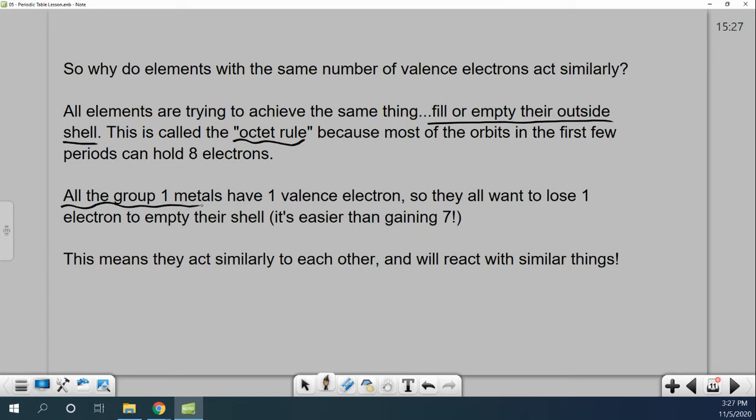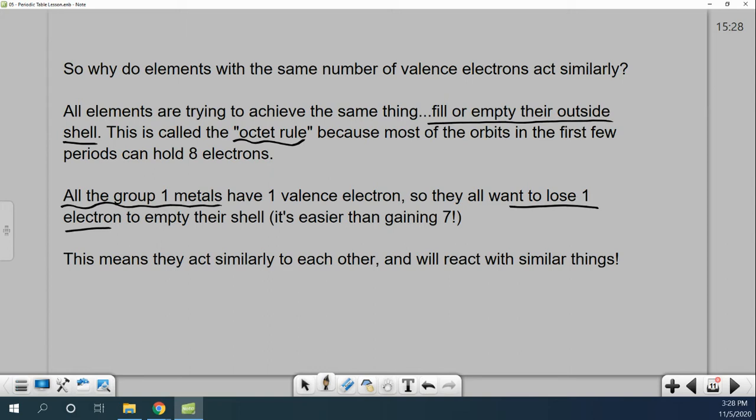All the group 1 metals, sodium, lithium, all those ones in group 1, they have 1 valence electron, which means they all want to lose 1 electron. That would help them empty their shell. I mean, the other option is gain 7. And if you think about it, what's easier, getting rid of one thing or gaining 7 more, right? It's just a numbers game. They're almost always going to lose 1. In fact, getting them to gain 7 would be crazy difficult because they want to lose that 1 so badly.